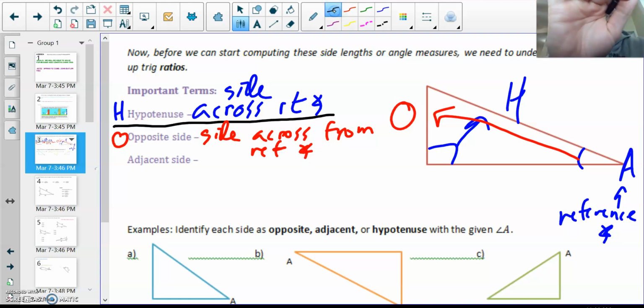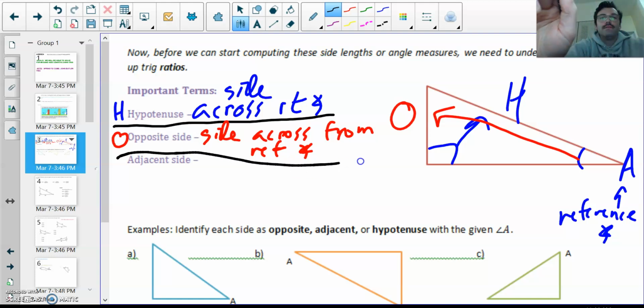Your reference angle will never be the right angle. So the hypotenuse will always be across from that right angle. Your opposite can never be the hypotenuse. The side across from the right angle will always be H. The things that change are the opposite side and the adjacent side.